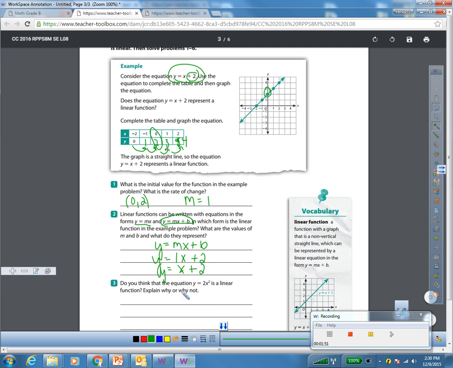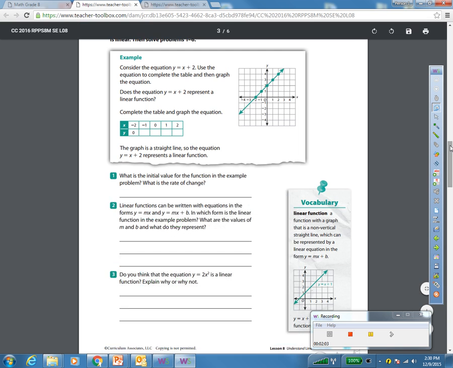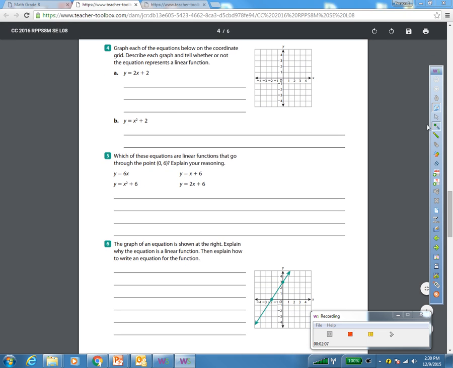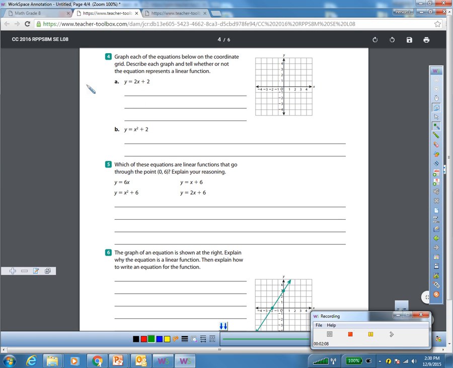Cool. Next one, looking at x squared, that makes it a nonlinear function because we're going to have a different rate of change. It's not going to be consistent. Okay, I'm going to scroll to the next page here. And on the next page, number 4, you see that you have 2 different functions.